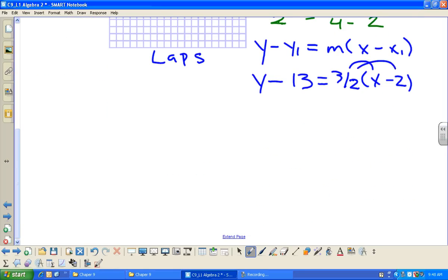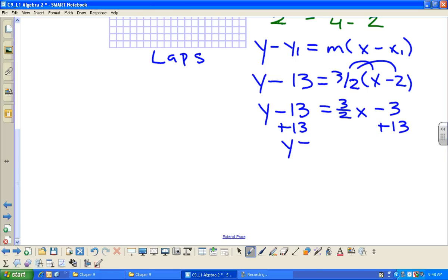I first distribute my 3/2 in. So I have y minus 13 is equal to 3/2 x. 3/2 times a negative 2 will give me a negative 3. I have to add 13 to both sides, and y will be equal to 3/2 x plus 10.